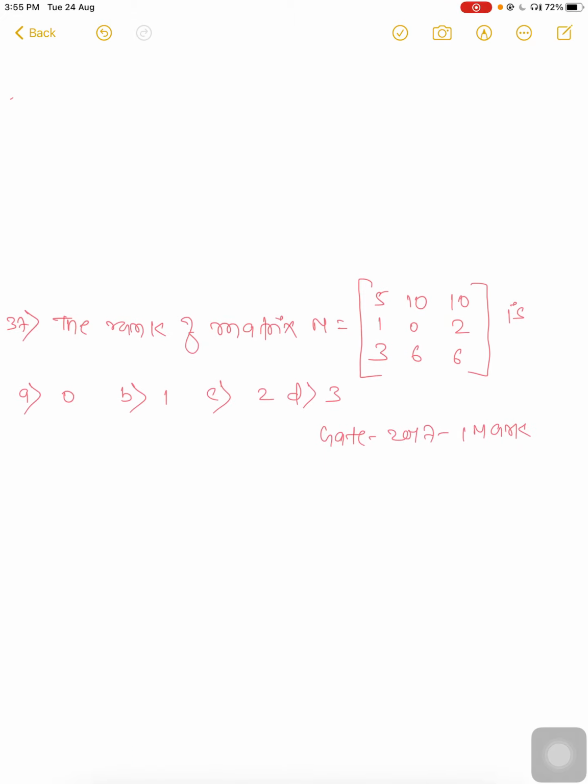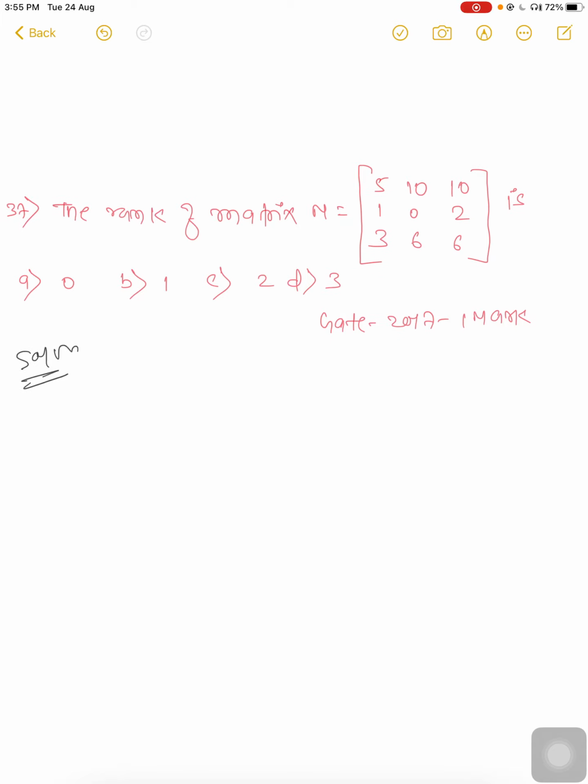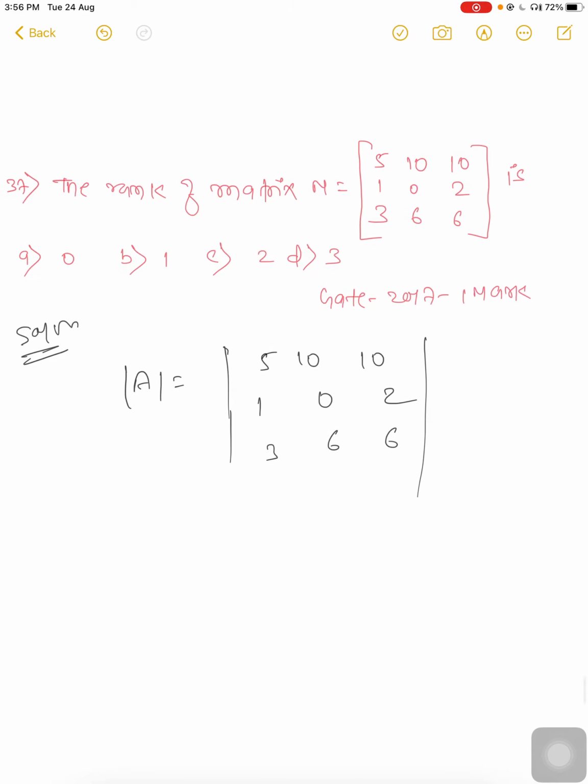Now comes to the next question. The rank of matrix M is given. We have to find out the rank of the matrix. Okay. See what has happened. First, check the determinant of a 3 by 3 matrix. Here, 5, 10, 10, 1, 0, 2, 3, 6, 6.